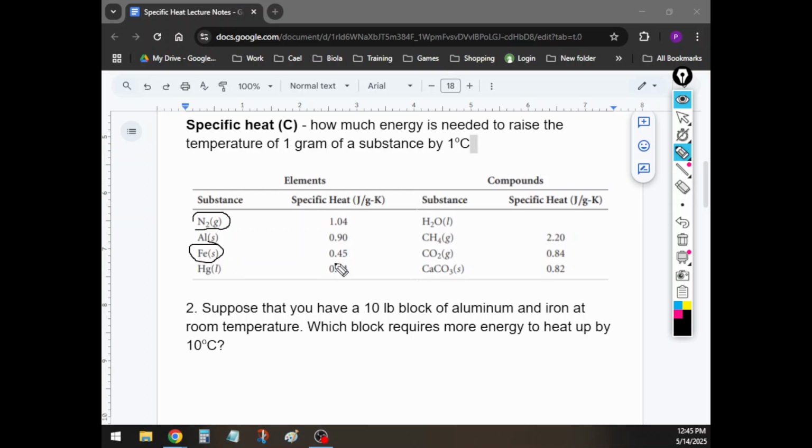And if you guys look, they have a different number next to it, right? The bigger the number, the harder it is for it to heat up. It needs more energy in order to heat up. So the number represents how much energy you need to heat up a specific substance. Okay, so if you guys notice, metals like aluminum and iron have pretty low specific heats, which means they heat up a lot easier than things like nitrogen gas, which requires more energy.